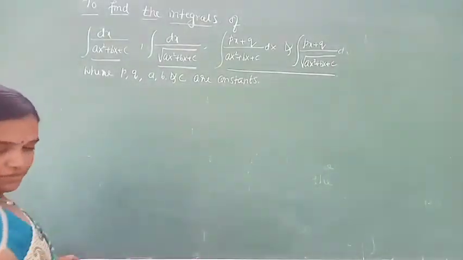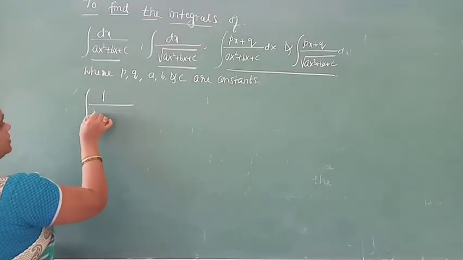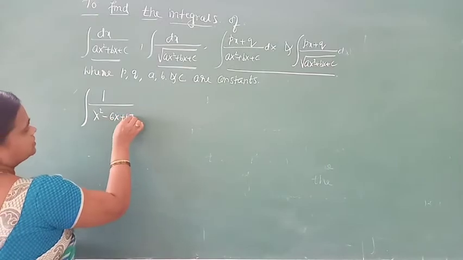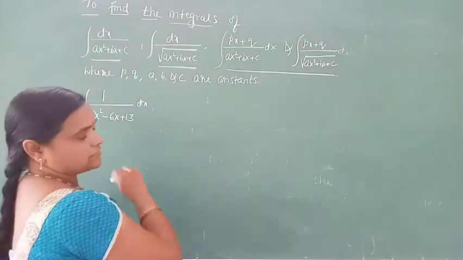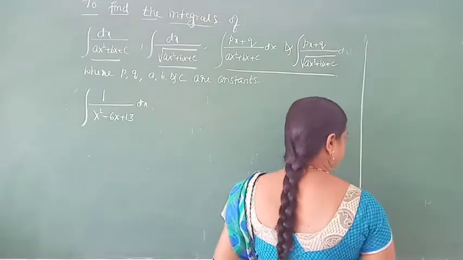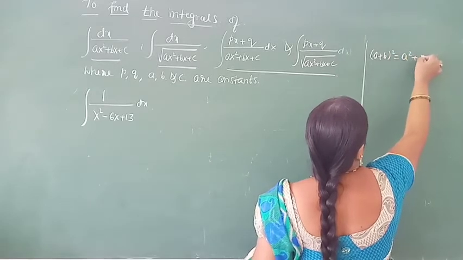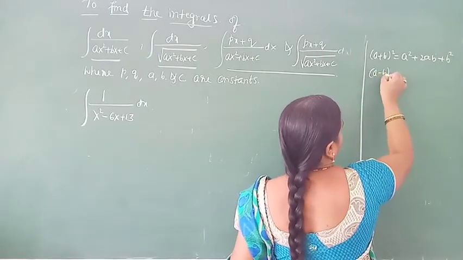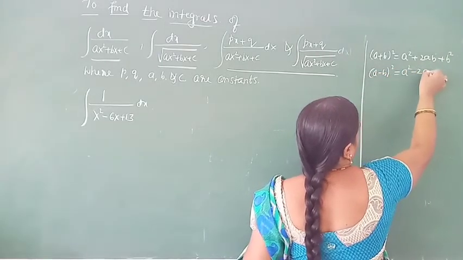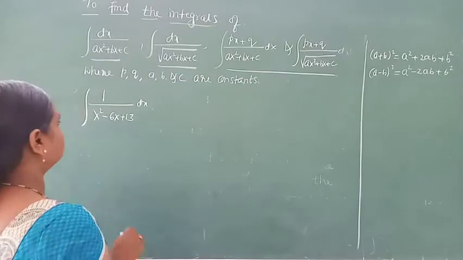First example is the integration of 1 divided by x square minus 6x plus 13 dx. Better you convert this into a perfect square. For that, you can apply a plus b the whole square, that is a square plus 2ab plus b square, or else a minus b the whole square, that is a square minus 2ab plus b square. These two forms exist.